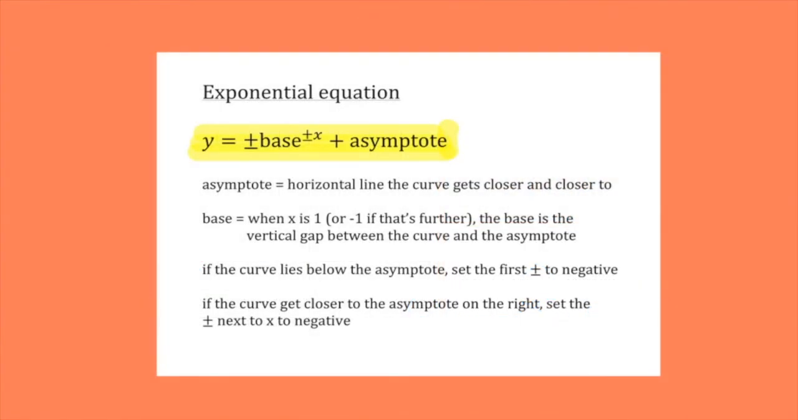Okay, so here's a summary of the sort of formula I used to work out the equations for those exponential graphs, with a bit of detail underneath, explaining what I mean by asymptote and what I mean by base and how you'd work those out. The trickiest part, of course, is when do you put the plus in or the minus in, and so there's some detail about that at the bottom. Probably a good idea to take a screenshot of this so you can review it later.